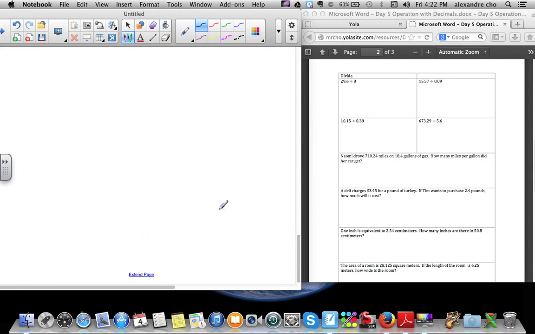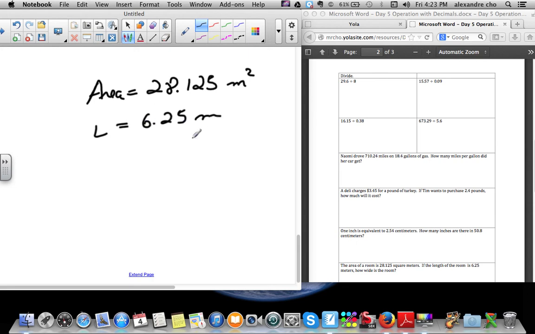And then finally, the area of a room is 28.125 meters squared. The length is 6.25 meters. How much is the width? Okay, a little tricky here. So let me draw it. Here's the room. They tell you that the length here is 6.25.